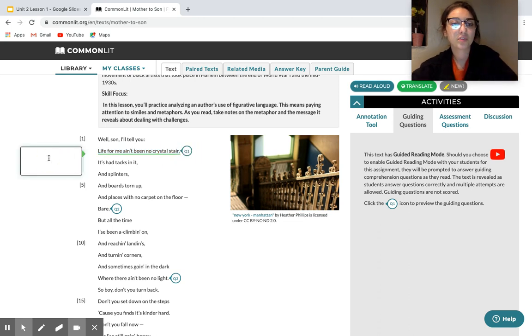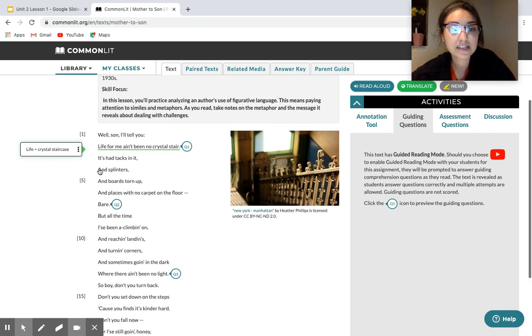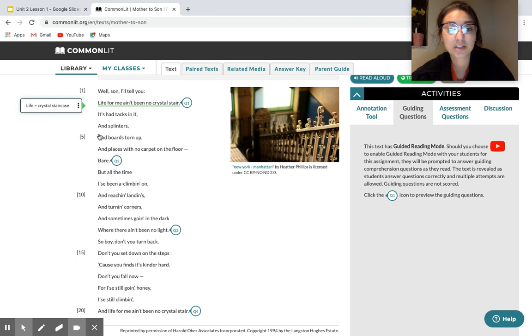So the main thing you want to focus on here is that life is being compared to a crystal staircase, and that a crystal staircase is really good. But he says, for me, life hasn't been a crystal staircase. It's not been easy. It has not been clean. He says it's had tacks in it and splinters and boards torn up and places with no carpet on the floor, bare. So he's comparing his life to a staircase that is not perfect.